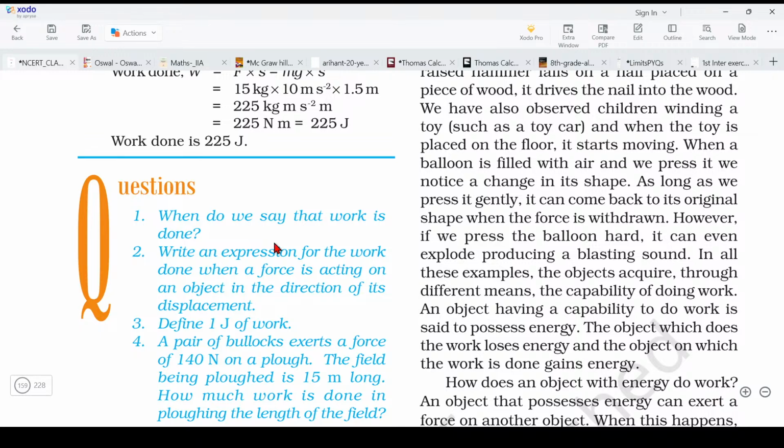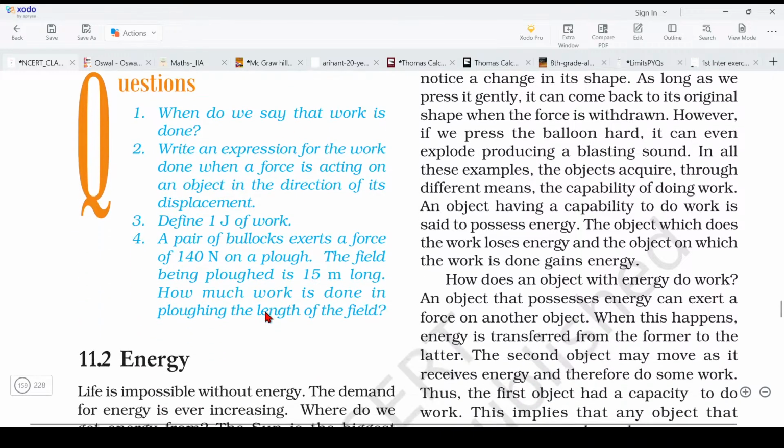One joule of work, you know. Fourth question, tell me. Where do the bullocks exert a force? 140 into 15. Very good.